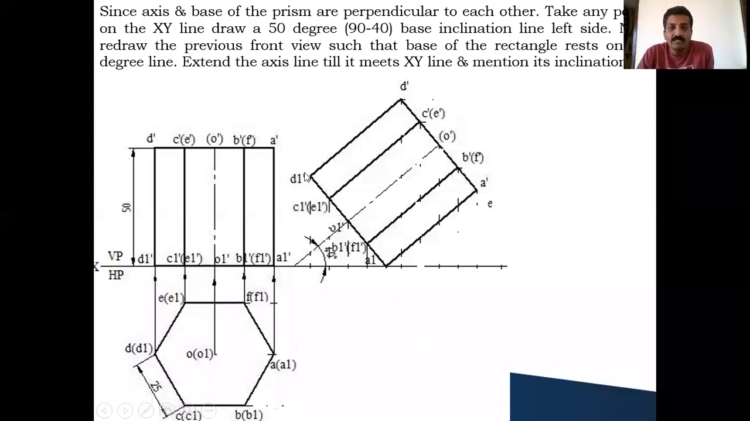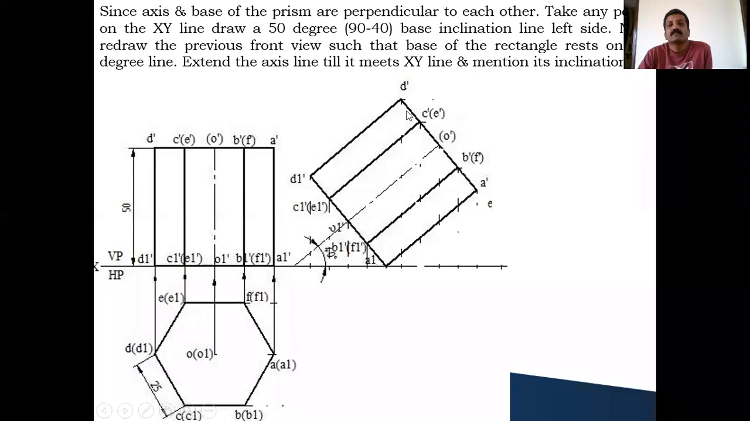Now after completion of this, from all these points, which are the points you have transferred here, you draw a 90-degree to this 50-degree line. So like this, draw a perpendicular line. After drawing a perpendicular line, what is the height of your prism? It is 50 millimeter. So you take 50 millimeter with the help of your compass and keep on cutting from all these points.